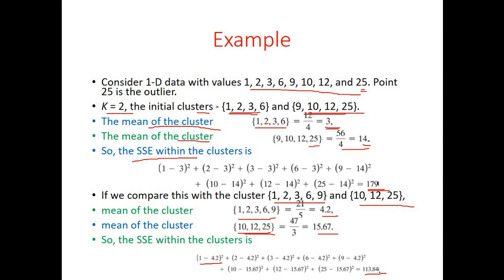So this is the sum of the SSE. So that is 113.84. So this SSE value is smaller than the previous SSE value. So in this case, the 9 is assigned into the first cluster, whereas 9 is much closer to 10 than to 6. But the SSE value shows that putting 9 in the first cluster is the more optimal choice in this example, because the outlier 25 is pulling the mean towards the 25 value rather than to 9. So that is the reason why this SSE value is less for the second group of clusters compared to the first group of clusters.